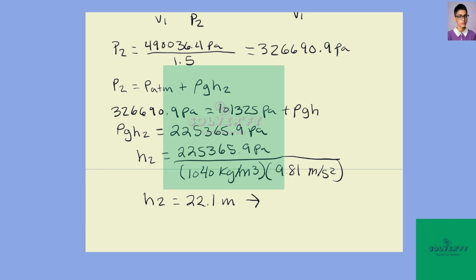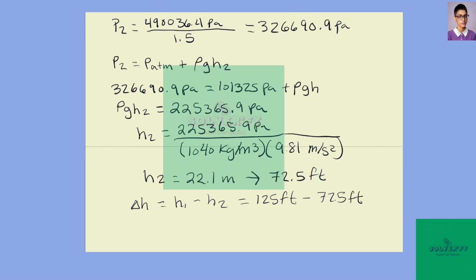We want to change this into feet, so it's going to be 72.5 feet. And we want to see the height that she can ascend safely, so we want delta H, and that's equal to height 1 minus height 2. So our height 1 is 125 feet, and 72.5 feet is our second height. So 52.5 feet is how far she can safely ascend.